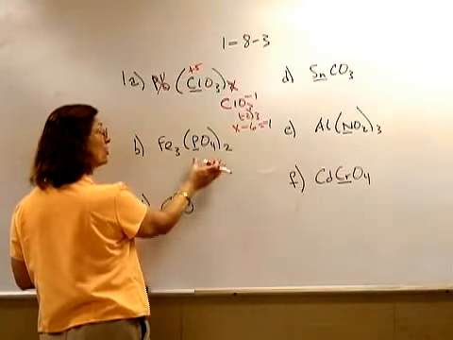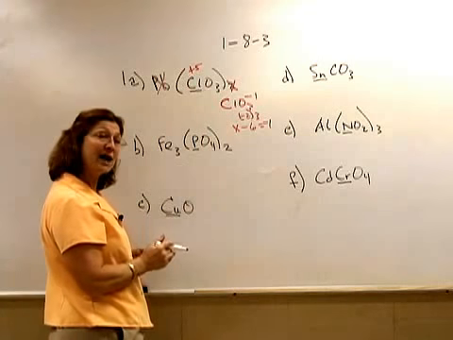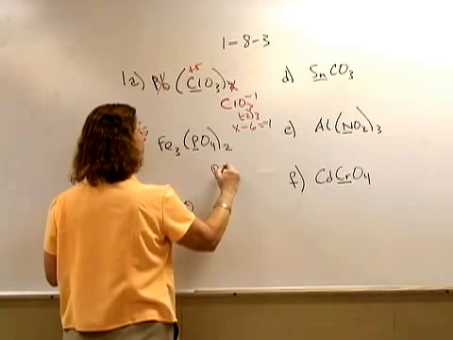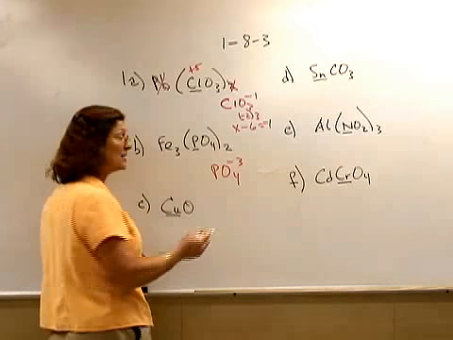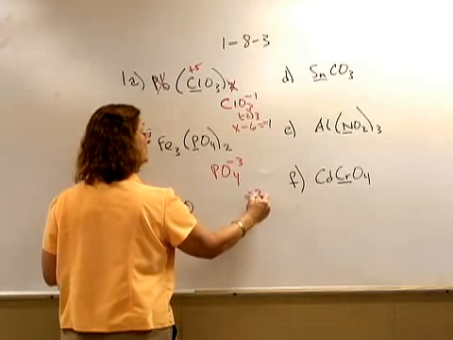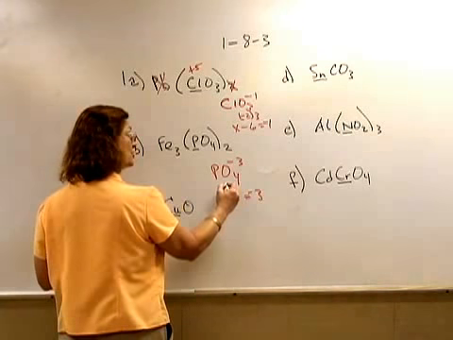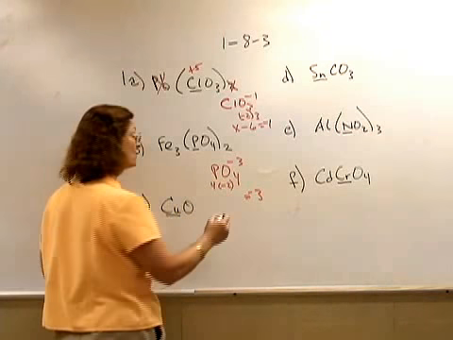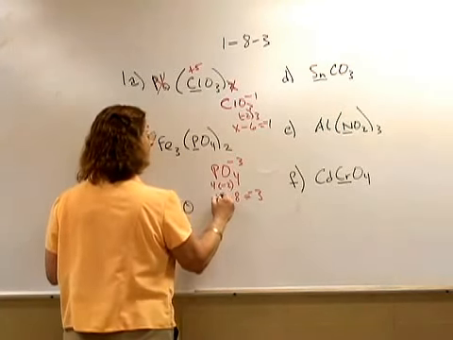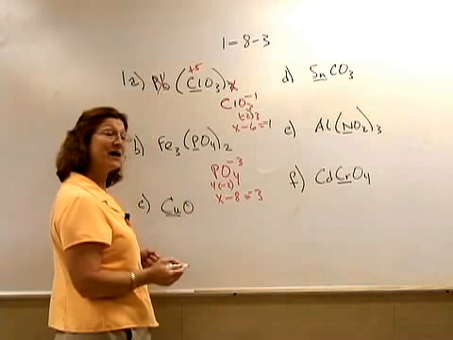In B, it is also a polyatomic ion. So I will remove the polyatomic ion from the compound, and it has an overall charge of -3. So I set my equation to -3. Oxygen has a charge of -2. There are 4 of them, giving me a total of -8. Therefore, phosphorus must be +5.